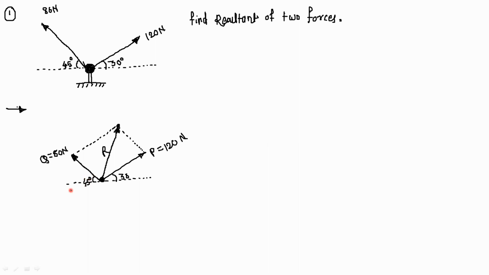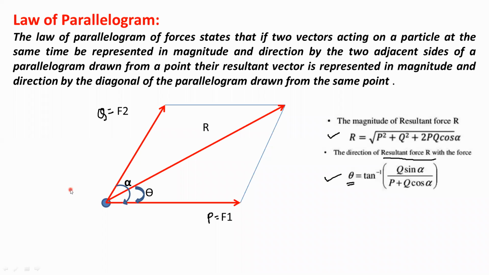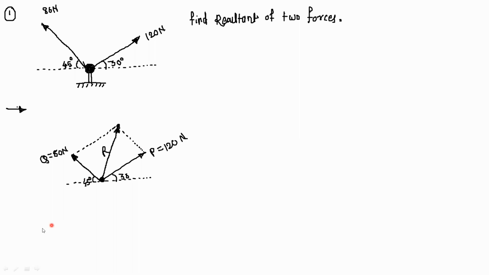But if you refer to the definition and this diagram, then we need the angle alpha between the Q force and the P force. Then we can use this formula, R is equal to square root of P square plus Q square plus 2PQ cos alpha. So in this problem, that alpha angle is not given directly. So this total angle is alpha. So can anyone tell what is the value of alpha for this problem?